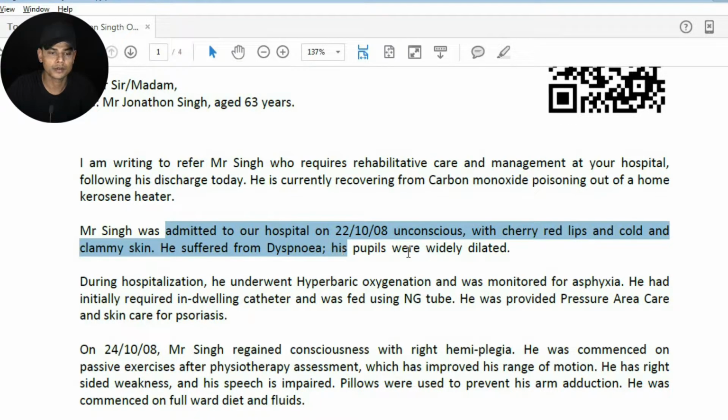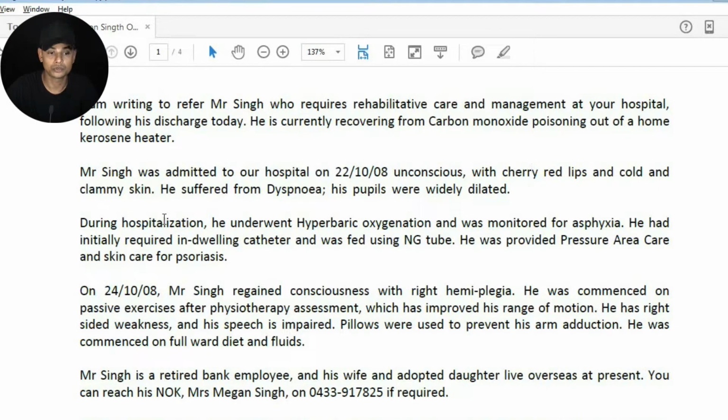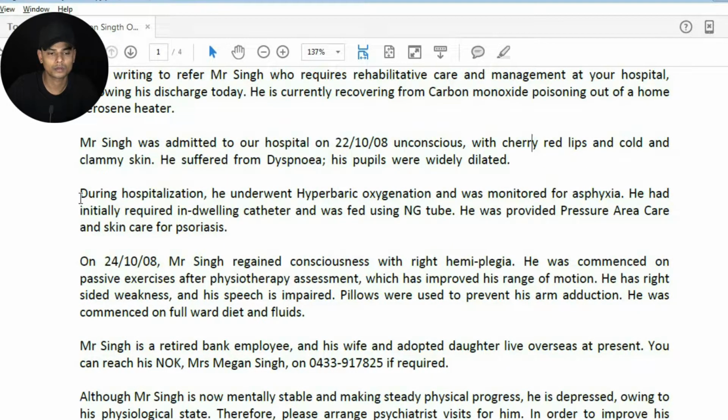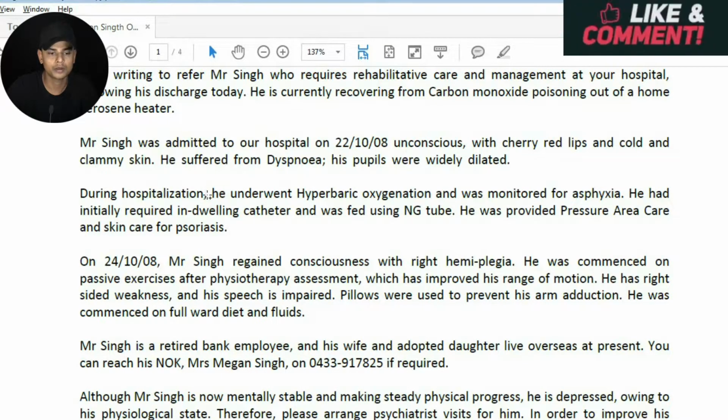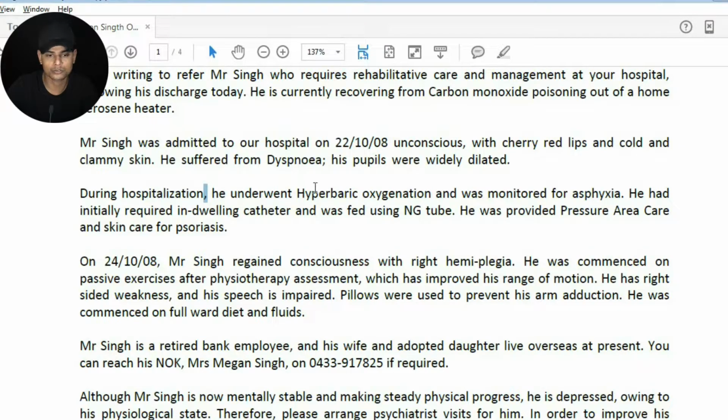Okay, that's clear. Now the third paragraph. During hospitalization, see that's a phrase you have to give a comma there. He underwent hyperbaric oxygenation and he was monitored for asphyxia. He had initially required indwelling catheter and was fed using NG tube. You see that usage. Means the beginning days NG tube and catheter was used.